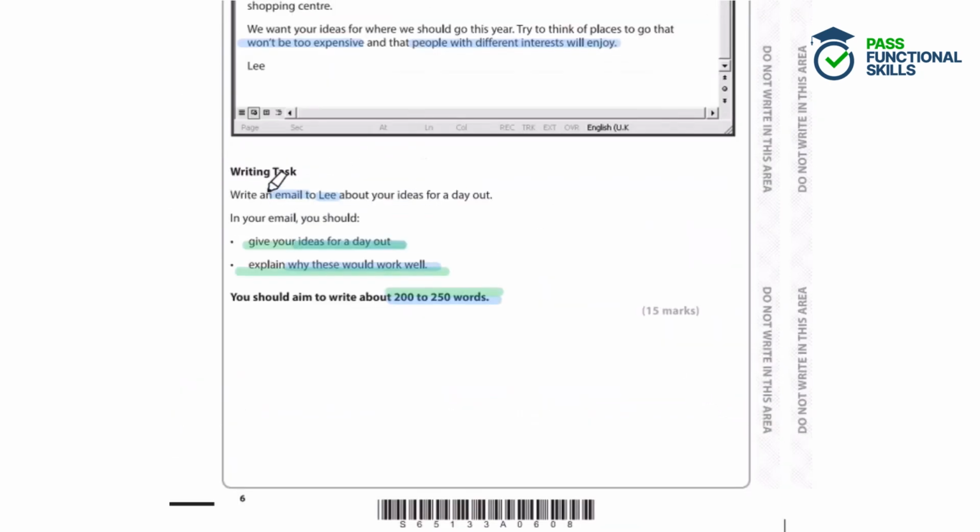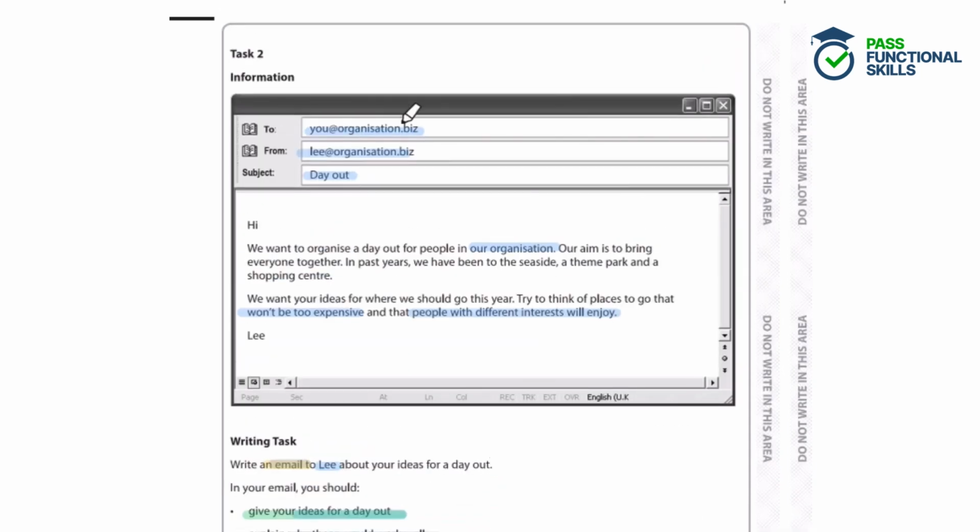So in the question, we've been told that our text type is an email, and we've got an example of an email here. So we've got an idea of the things that we need to include. So we have to, from, and a subject line. So for your subject line, you basically want to summarise what the email's about in just a few words. So in this case, we've got day out as the subject. We also need to include a greeting and finally a sign off with the name.